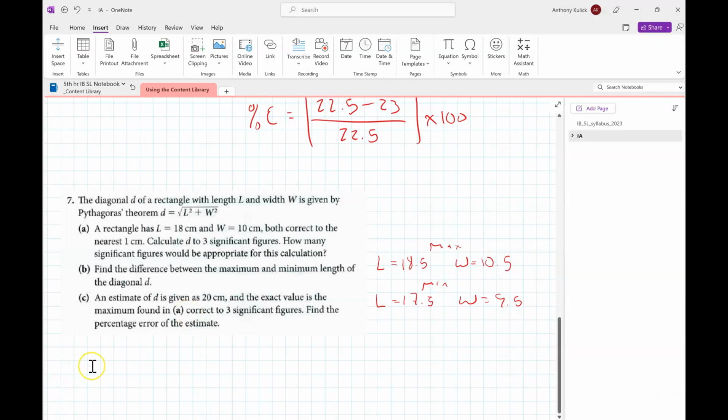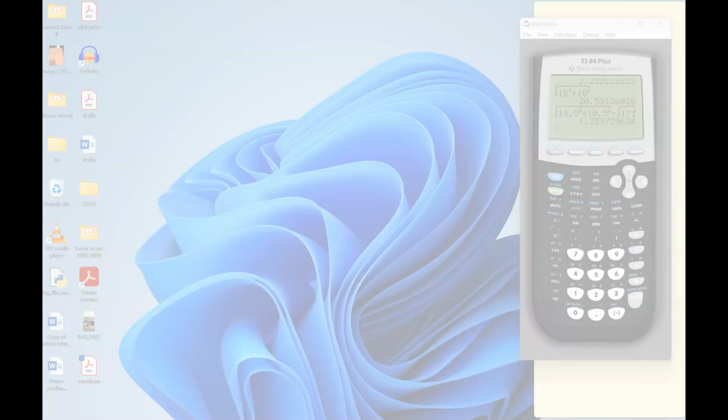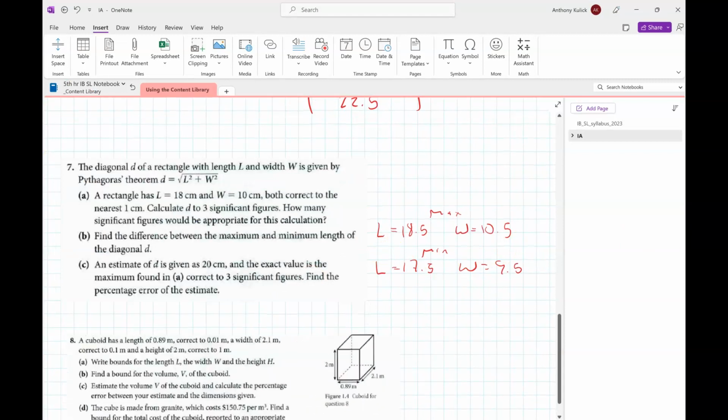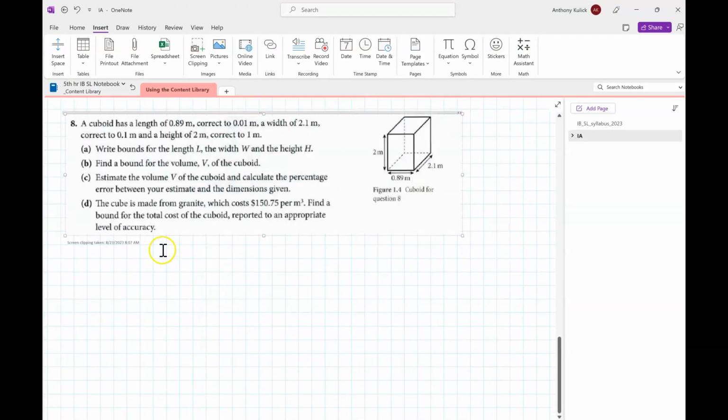Swell. What else, guys? 8? Sure. This one came with a picture. Ooh, fancy.